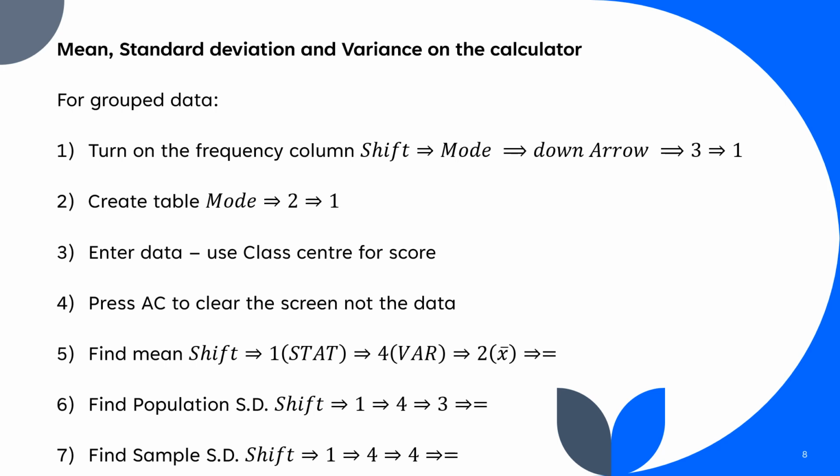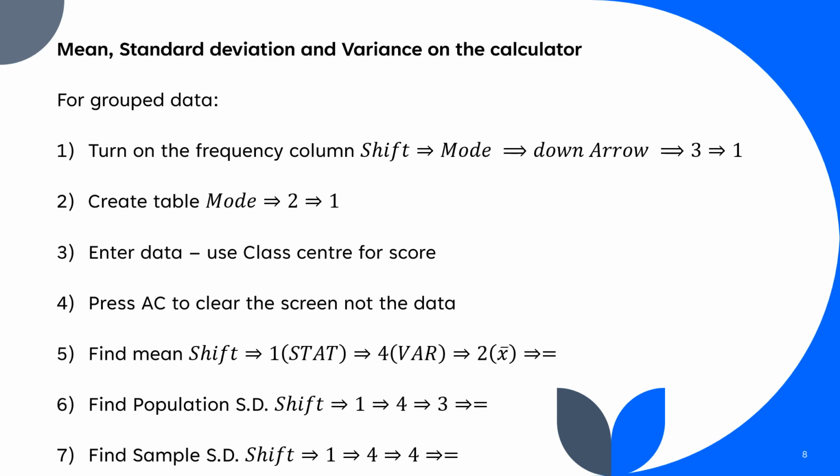You then enter the data. You enter that first score, the first class center of 3, press equals because that enters it, then press 8, press equals, and go down for each of the 5 numbers that we need to enter. To get across to the frequency, just use your across arrow and then your up button, and that's how you enter your frequencies. Now, the next step is to press AC.